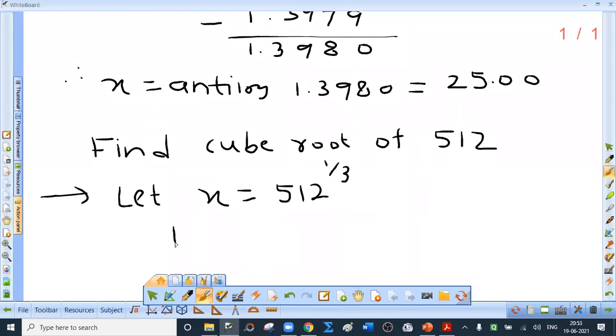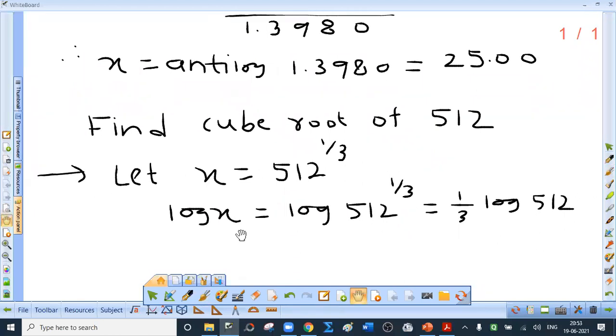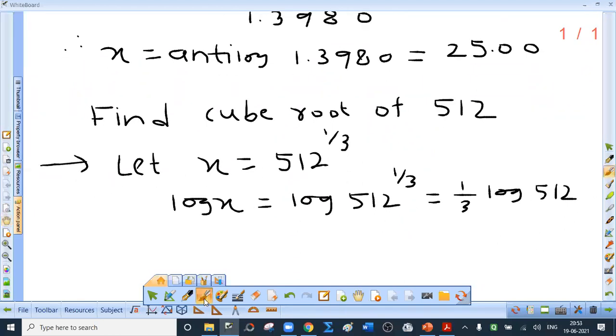Now take log on both sides. So log x is log of 512 raised to 1 upon 3. We have seen the theorem: log of m raised to n is n log m. So 1 upon 3 log of 512. Okay, now tell me the log value. It is definitely 2 point something.